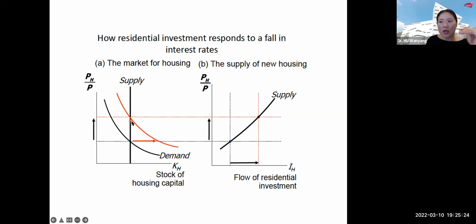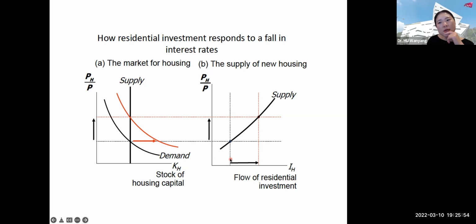So now we have this new housing demand curve, but supply did not change. We're looking at, let's say, a one year window, a very short run. So now we have an increase in the relative price of housing, and when the relative price of housing increases, we have more residential investment.